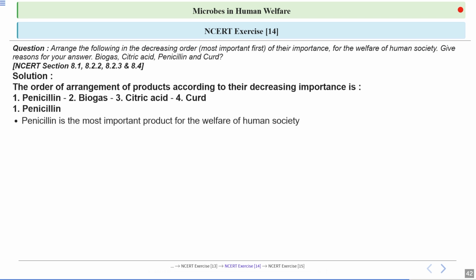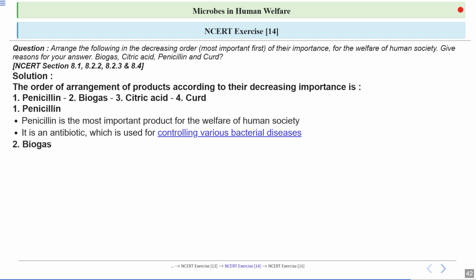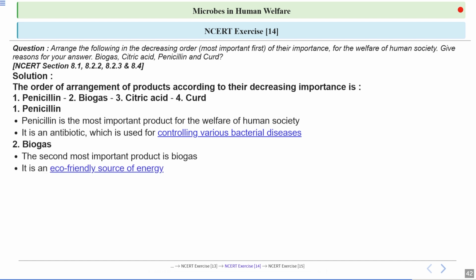Penicillin is the most important product for the welfare of human society. It is an antibiotic obtained from the fungus Penicillium. This antibiotic is used for controlling various bacterial diseases. Second most important product is biogas. It is an eco-friendly source of energy. Biogas can be used for lighting, for electricity production as well, and for cooking because it is inflammable.